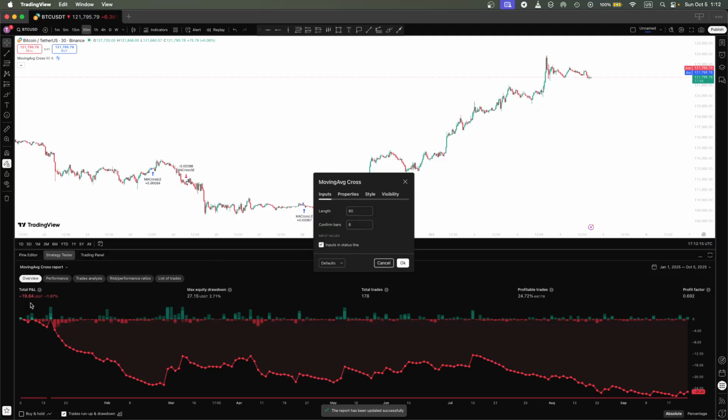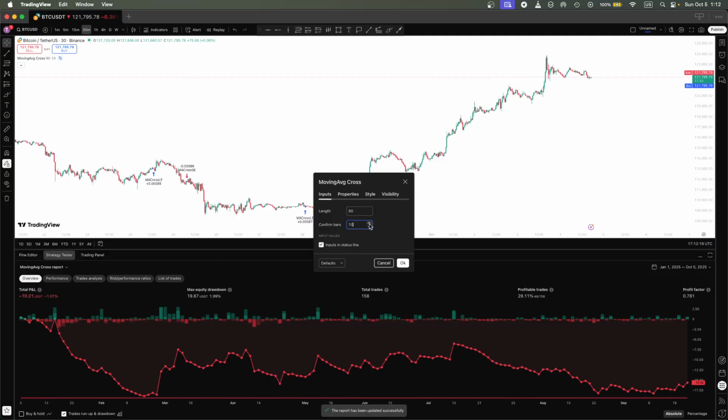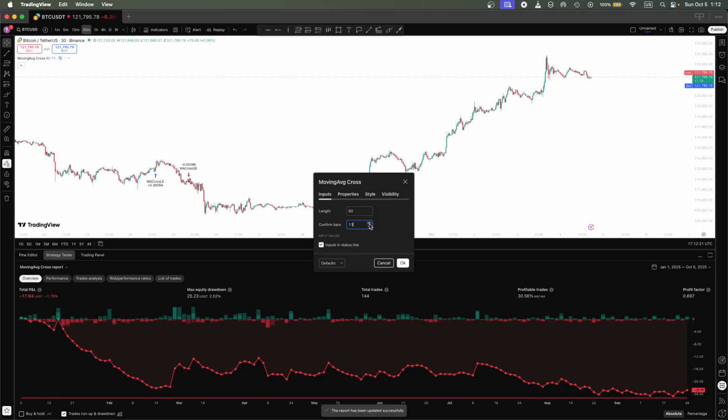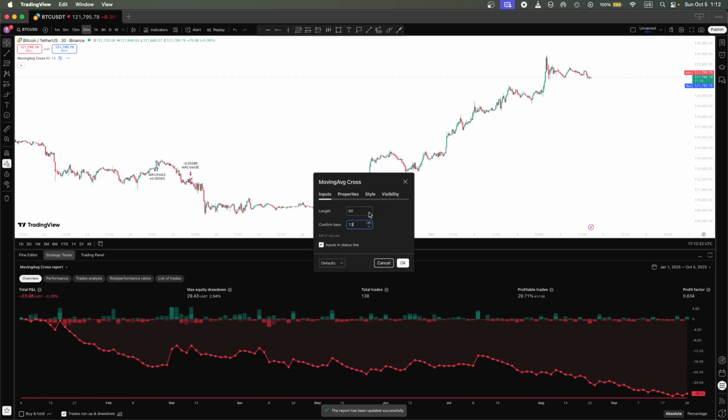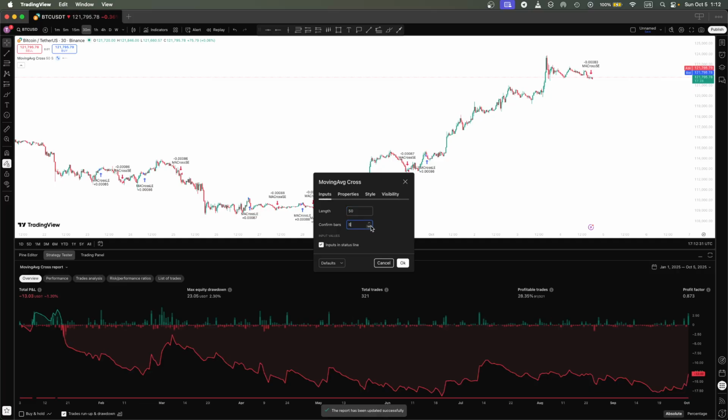See, this one is all in negative. So let's say we put some high confirm bars. You can play around with this. So 50, and I want only, let's say, 5.